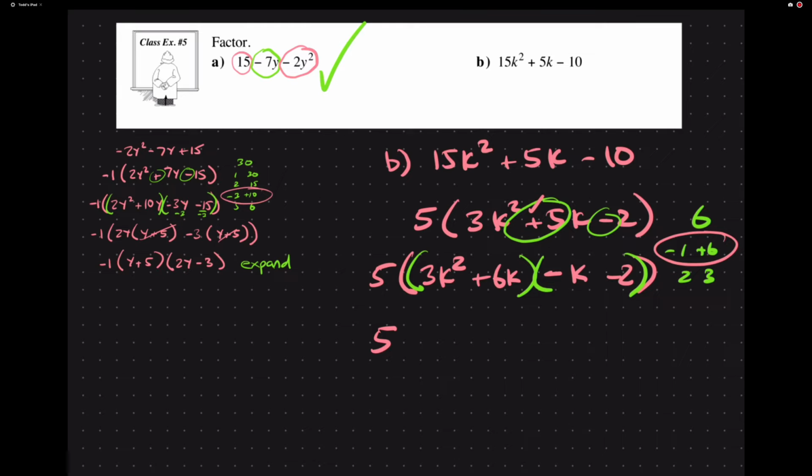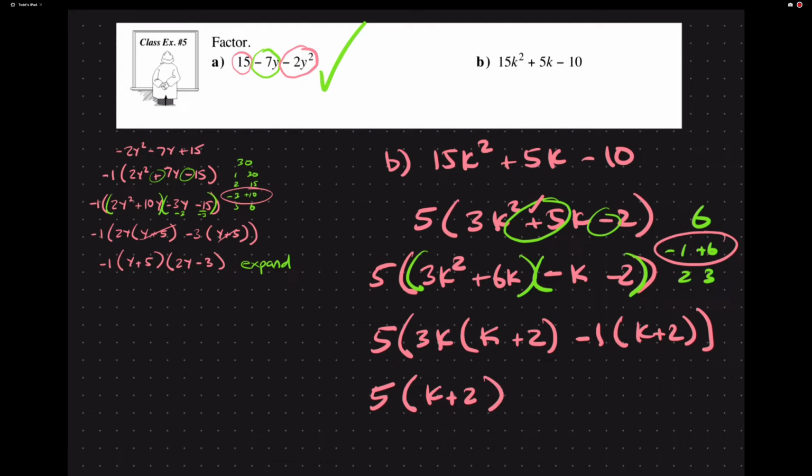All right, so I can pull a 3k out of there, leaving us with k plus 2, which means I should have a k plus 2 remaining inside here. And again, I've got a negative k minus 2, so we pulled out a negative 1. And now I just say I've got a 5, a k plus 2, and a 3k minus 1. And again, if we expand this one right here, it should check out to be exactly like what we started with. All right.